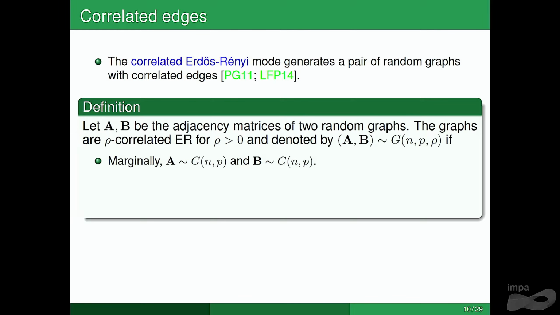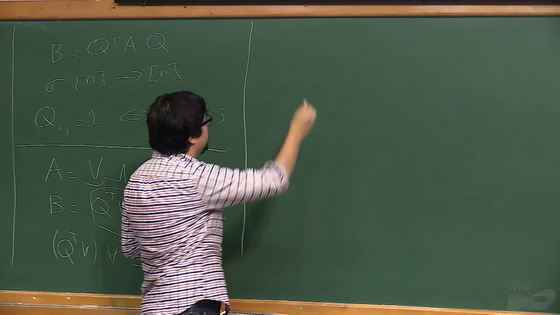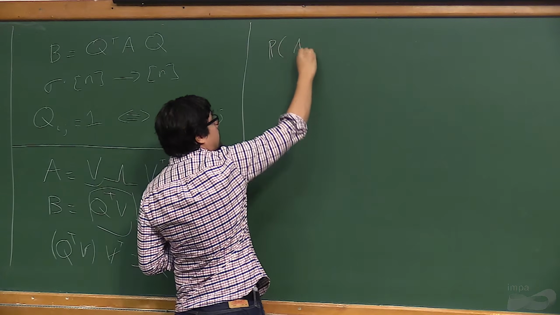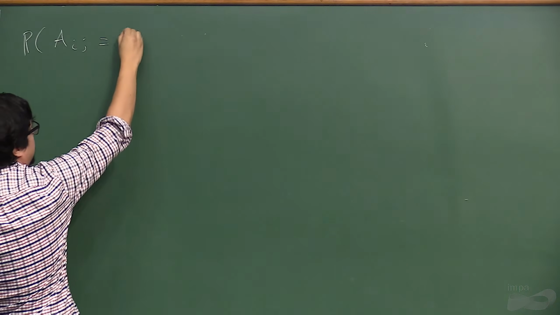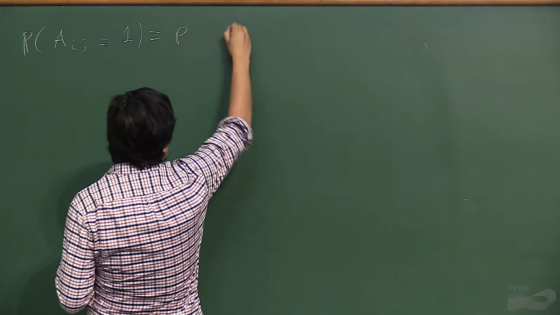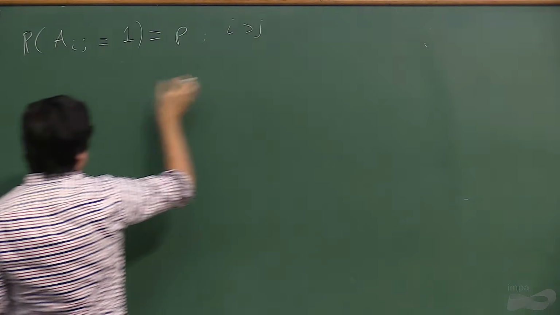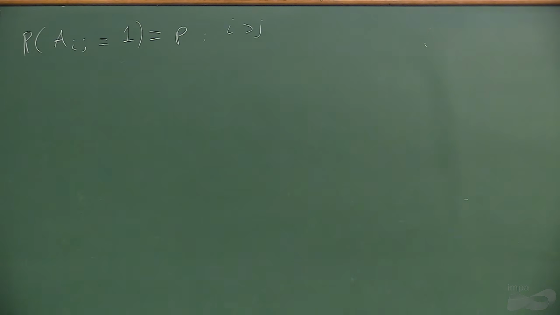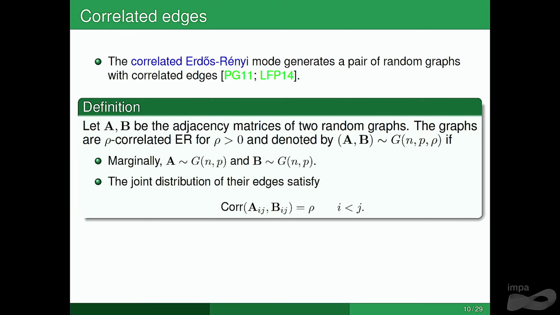What this model proposes is that the marginal distribution of each of these graphs, A and B, is going to be Erdős-Rényi with parameters n and p. In other words, the probability that we observe an edge between i and j is going to be equal to p for i greater than j, and all of the edges are independent of each other. Same for B. And the joint distribution of the edges is going to satisfy that the correlation between A_ij and B_ij is equal to rho.